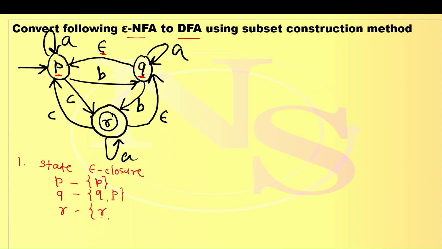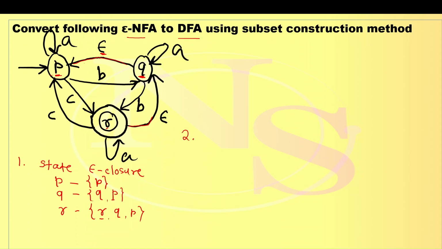Similarly for R, add R, then go to R, find out epsilon transition. We have an epsilon transition from R going to where? Q, so add Q. From Q we have an epsilon transition going to P, so add P as well. There is no other transition from R. So we got the epsilon closure of all the states. Now the second step.